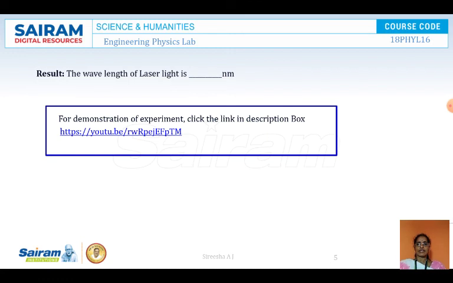So finally the result is: the wavelength of the laser light is given as dash nanometers. Nanometers means 10 to the power of minus 9 meters. Approximately you will get 680 or 700 nanometers. That is the wavelength of the light we are using for a semiconductor laser. And this is the experiment.